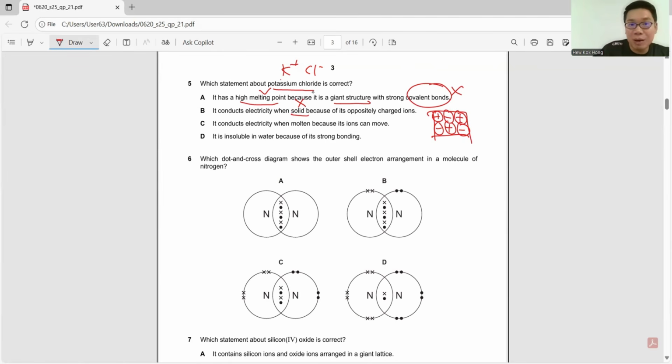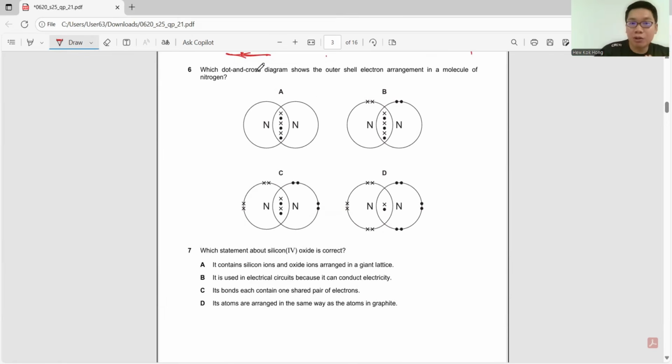C. It conducts electricity when molten because its ions can move. Yes, when it's molten, they're freely moving, then it can carry electricity. D. It is insoluble in water because it's strong bonding. No, usually ionic compounds are soluble in water.